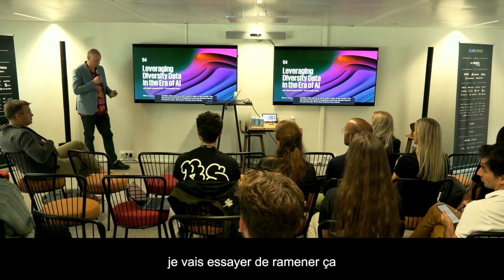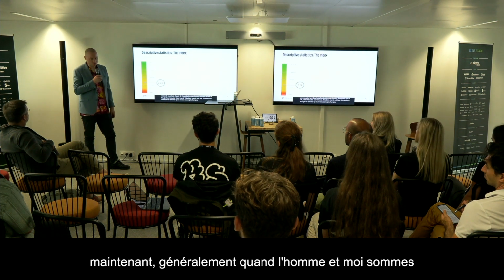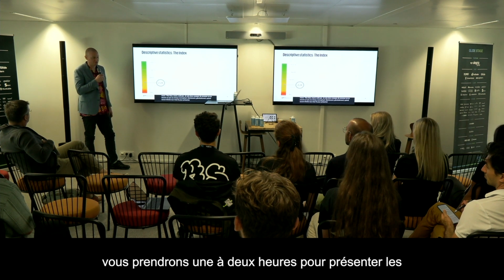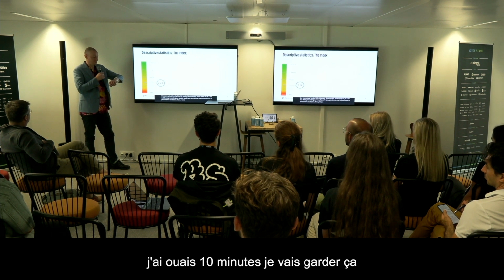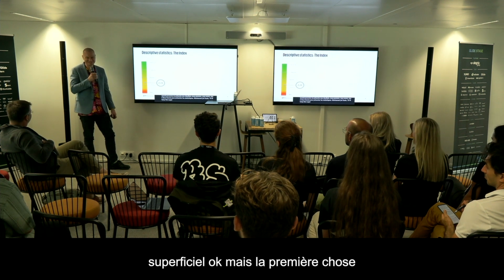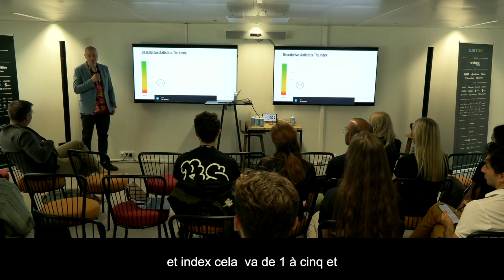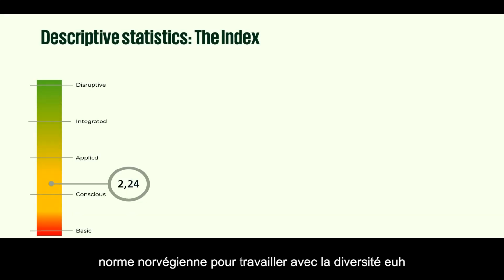So I'll try to bring this back to the conceptual level a little bit again. Usually when Manav and I are out there presenting our results, we take 1 to 2 hours to present the statistics. Now I have 10 minutes, so I'll keep this super superficial. The first thing the platform does is give each organization an index that ranges from 1 to 5.